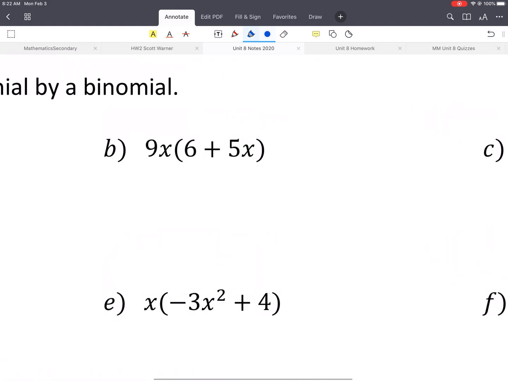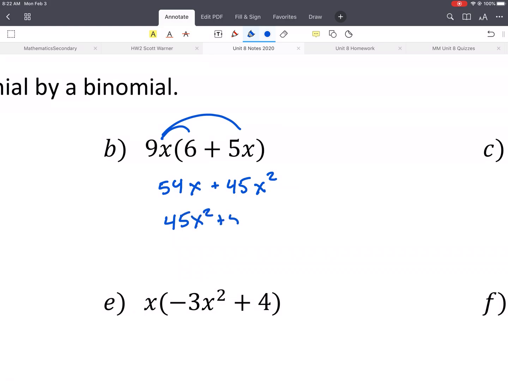All right, so here we'll distribute. That gives us 9 times 6 is 54x, and then 9x times 5x. Well, 9 times 5 is 45, and x times x is x squared. And then we just need to write them in the correct order, highest exponents first. And you got it.